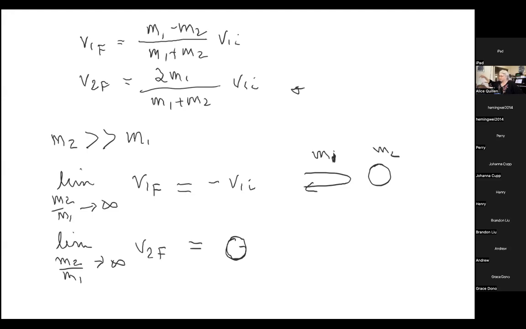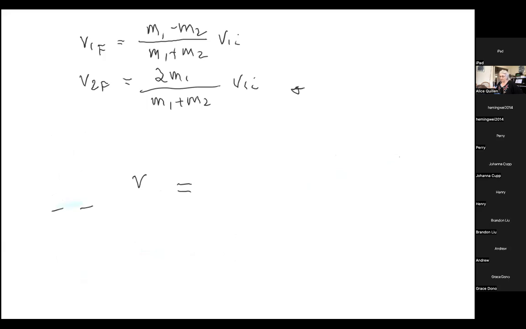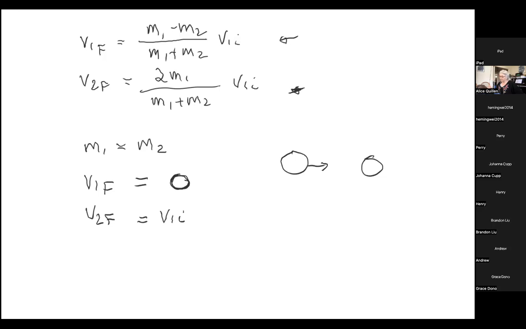So let's do another limit. Let's look at what if M1 equals M2. Looking at the top equation, V1F is equal to 0. And V2F, looking at this one, we have 2 divided by 2, which is equal to V1I. So what's that mean? This guy comes in, and afterwards the first one is fixed. It just sits there, and then this guy leaves.